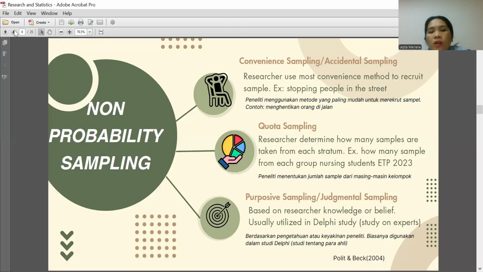So the first one, we're talking about non-probability. Non-probability is non-random. It consists of 3 main sampling methods. The first one is convenience. You can see here the picture is convenience.